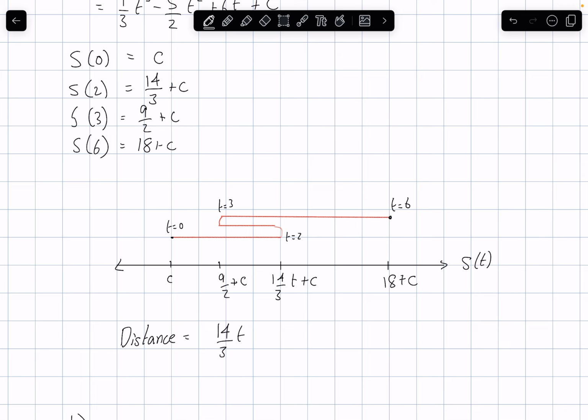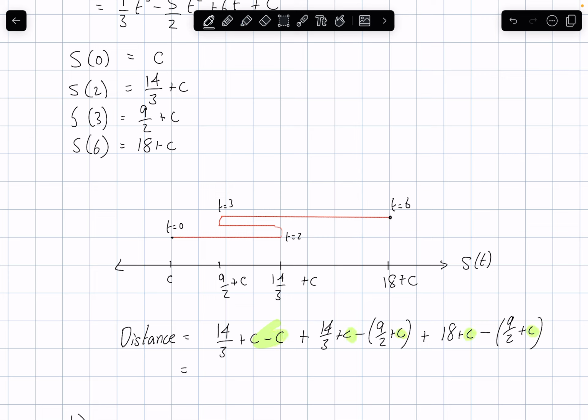All right, I've got 14 on 3, plus c, minus c. Then my next section is this bit in here, which is 14 on 3 plus c minus 9 on 2 plus c. And my final one is 18 plus c minus 9 on 2 plus c. Now you can see all the c's actually cancel out.